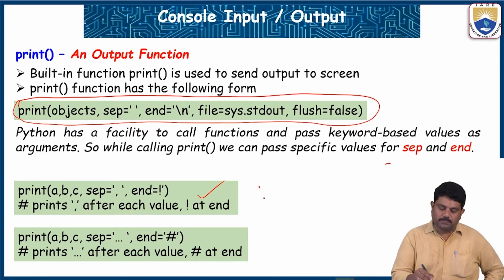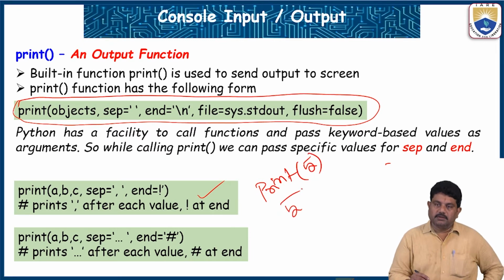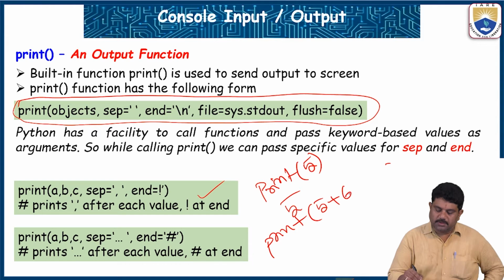This is an example of how to use print. For example, if you want to print, we can use print 5. It prints 5 automatically. You can also execute some arithmetic operations in print. Print 5 plus 6, it prints 11.